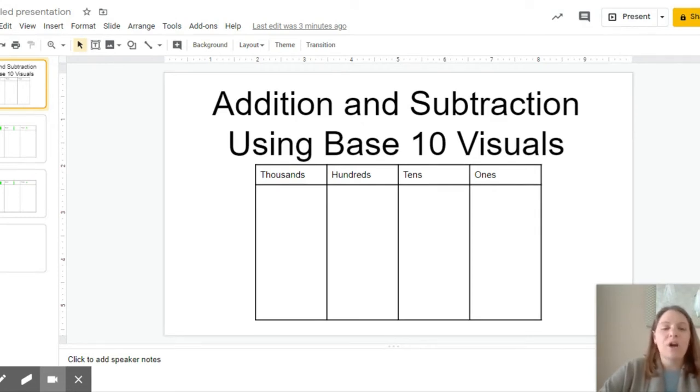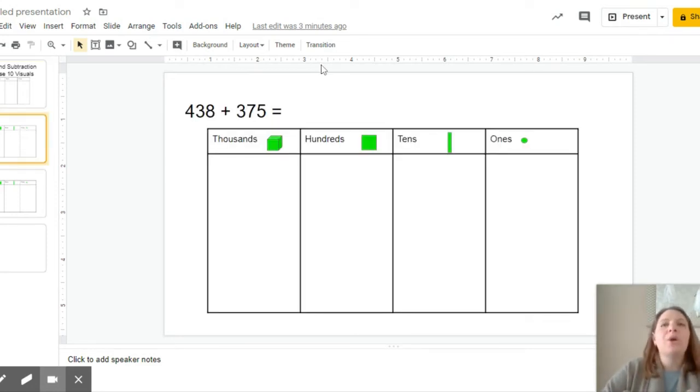If you want to work along with me, you can pause your video, grab a pencil and a piece of paper. So we're going to get started right away. On your piece of paper, you're going to want to draw a place value chart to help keep your visuals organized. I've separated mine into 4 columns, one to represent the thousands, the hundreds, the tens, and the ones place.